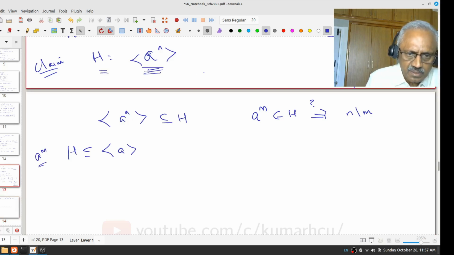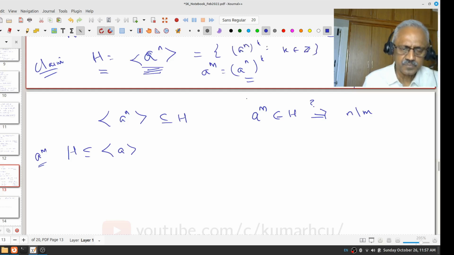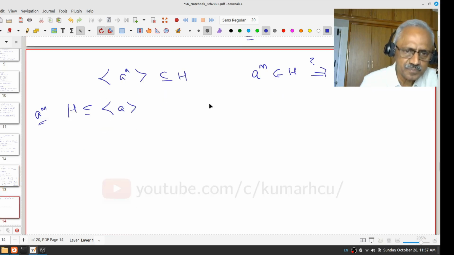That means any element a to the power m should be of the form (a to the power n) to the power k, because the cyclic subgroup generated by a to the power n looks like (a to the power n) to the power k, where k varies over Z. So I have to prove that. Is that clear? That means I have to prove n divides m. So what do you think I should use now? Division algorithm, obviously, right? So let us use it.